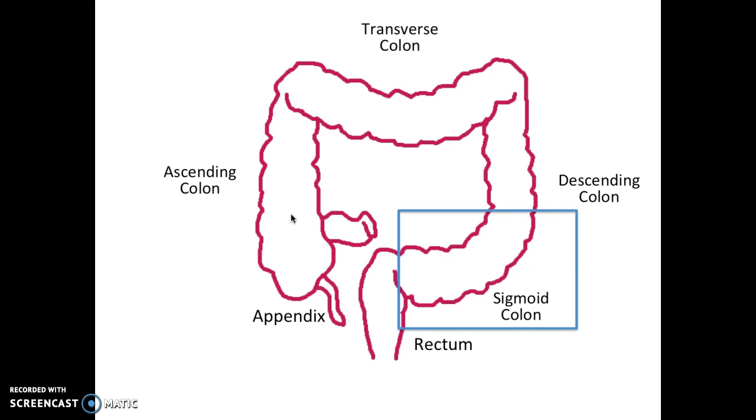And the other thing to add here, just for reference, is that the appendix and the ascending colon are on the patient's right side. The transverse is sort of split between the right and the left, and the descending colon, the sigmoid colon, and the rectum are on the patient's left side. So you're thinking about that right lower quadrant for appendicitis, the left lower quadrant for things like diverticulitis.